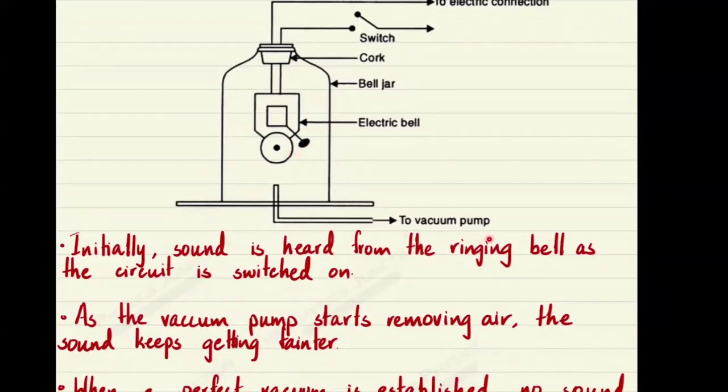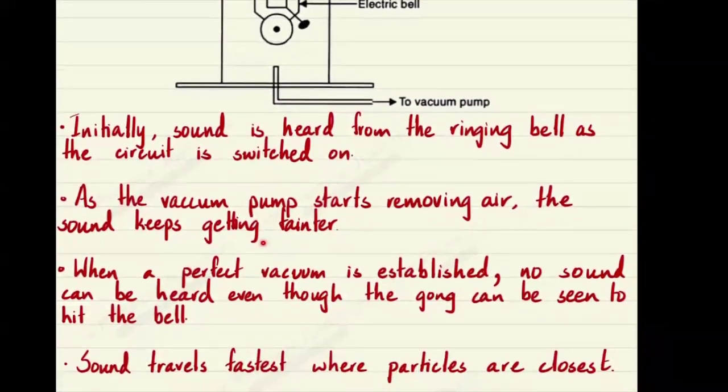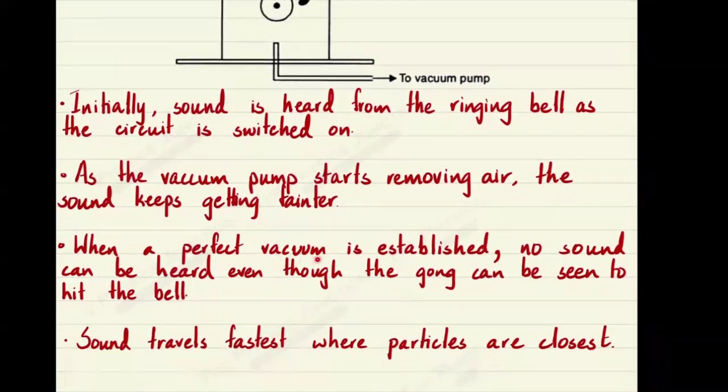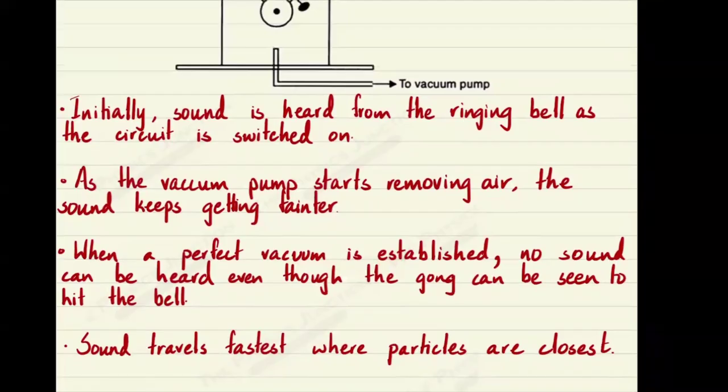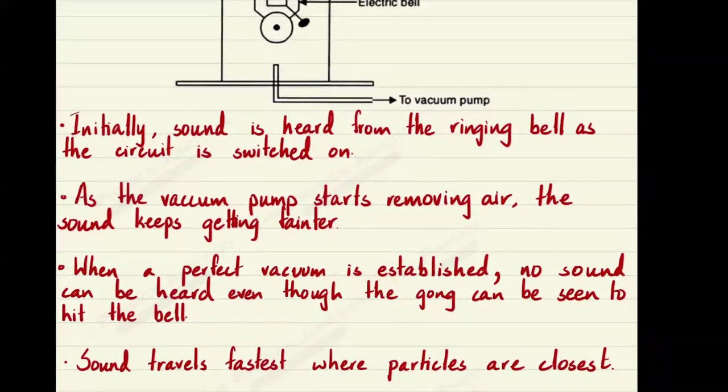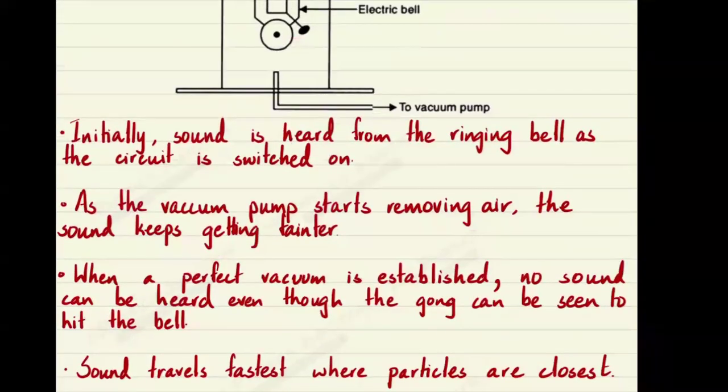But then you'll switch on the vacuum pump, and it's going to be removing air from the glass jar. As it keeps removing air, the sound keeps getting fainter and fainter, so the volume starts to decrease. And when a full vacuum is established, you will see that the gong will keep hitting the bell, but you will not be hearing any more sound, because there are no more particles.